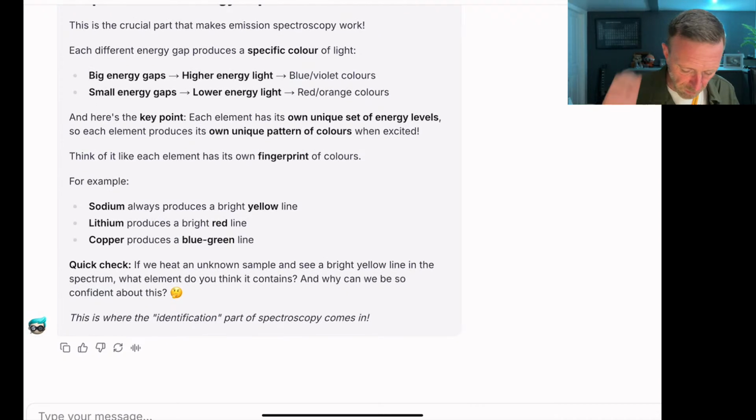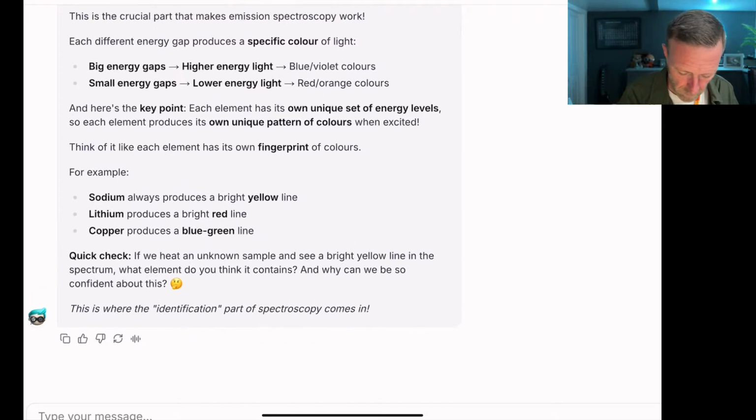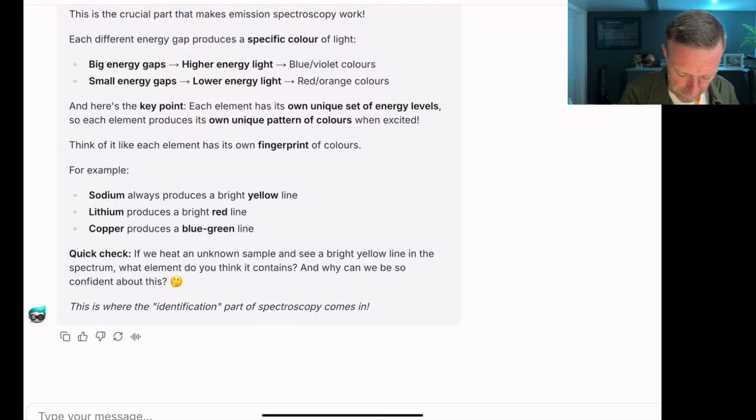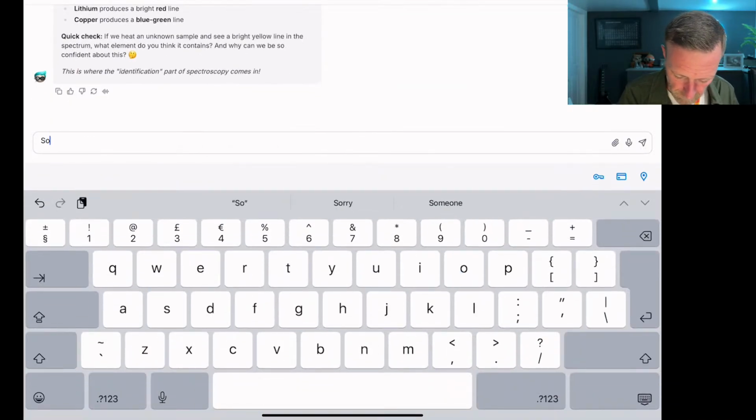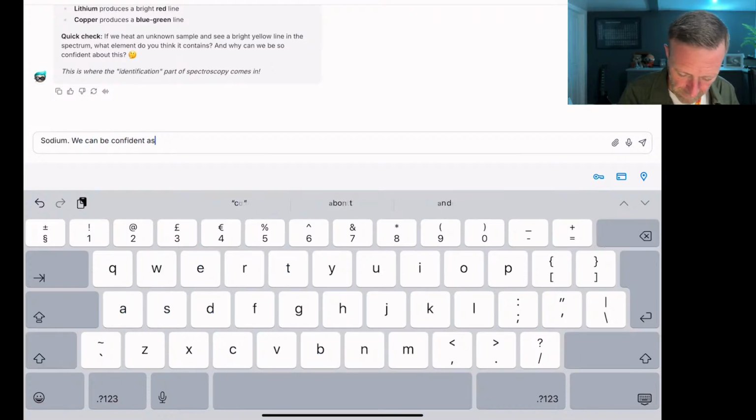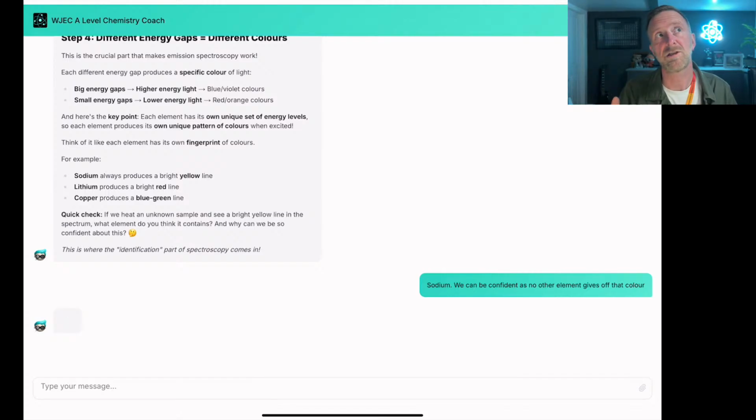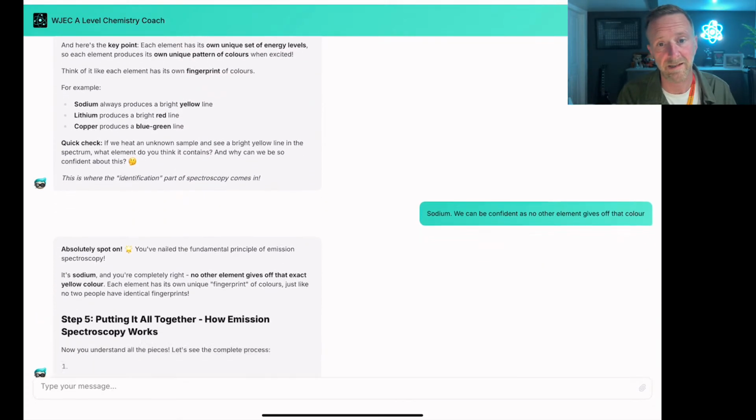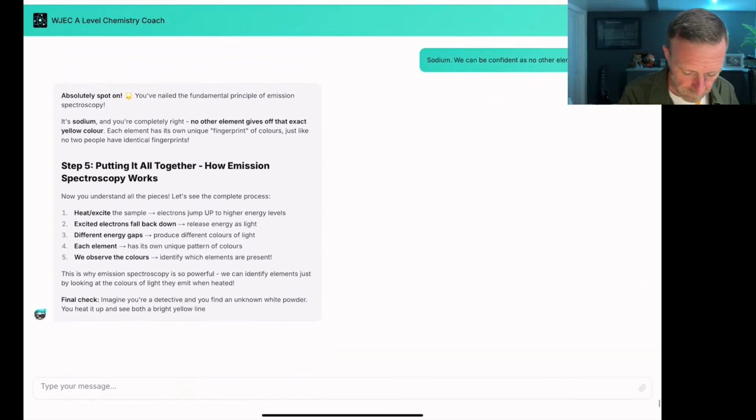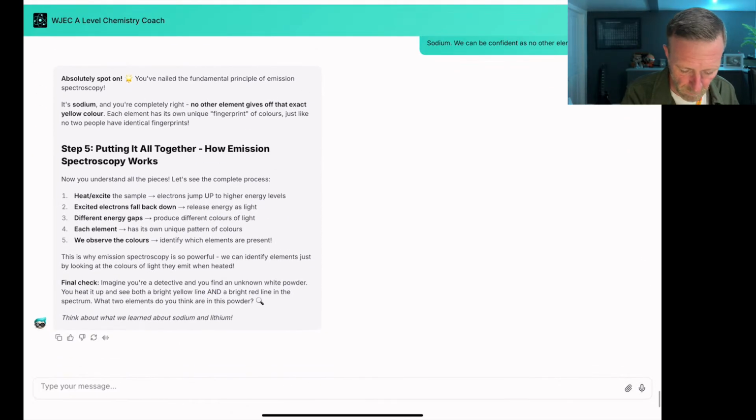There we go. If we heat an unknown sample and see a bright yellow line in the spectrum, what element do you think it contains? And why can we be so confident about this? Well, I know it's sodium. We can be confident as no other element gives off that color. Again, it's teaching you using similar questions to the example. Okay, spot on, brilliant. So how emission spectroscopy works, there it is.